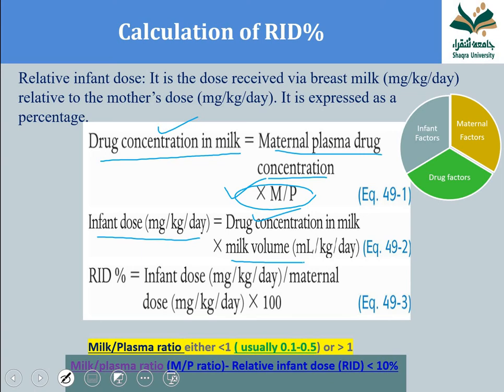That is usually taken as, if you recall from the previous slide, maybe 7 to 8 feedings, and in each feeding you determine the amount of milk that the baby sucks. So the total relative infant dosing percent should be calculated with this formula. And if this value is less than 10% of the total maternal dose, then you can go ahead and use it. Otherwise, you cannot use it.